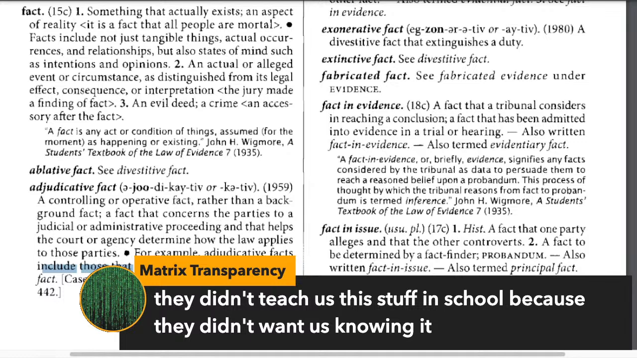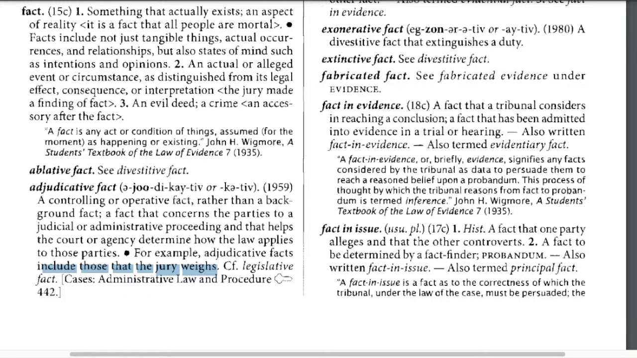Yes, I guess you said it, not me. Matrix transparency. They didn't teach us this stuff in school because they didn't want us knowing it. But it's been around, as we see. These are some pretty old words, 15th century. It's a long time in hiding in plain view, I like to say. All right, with that, let's continue.